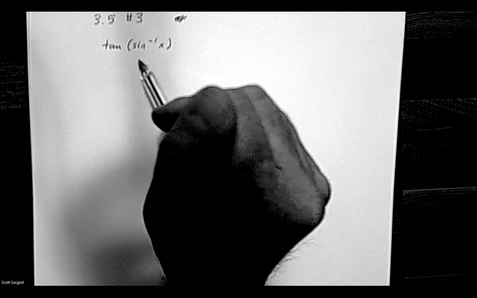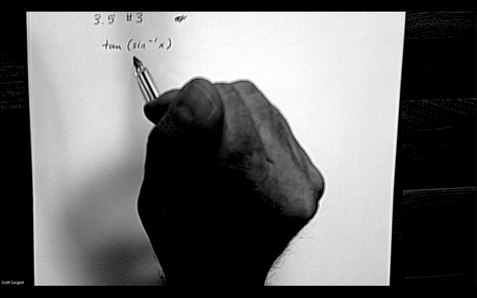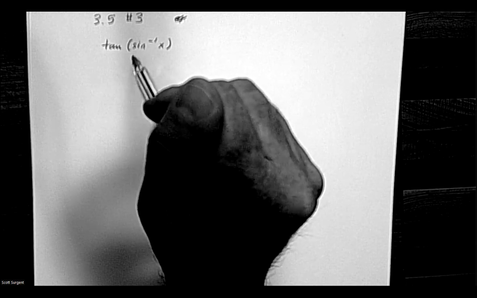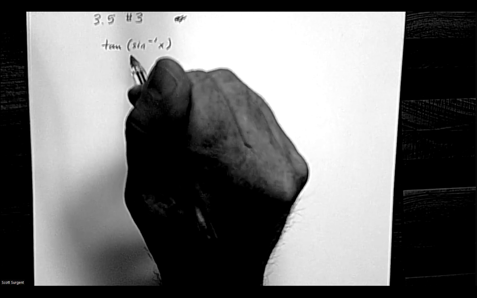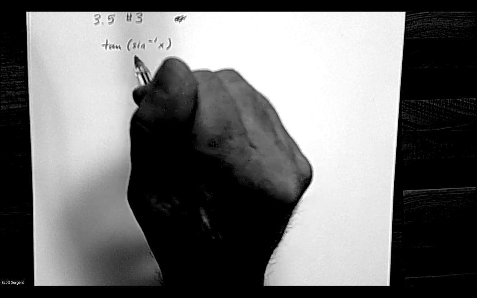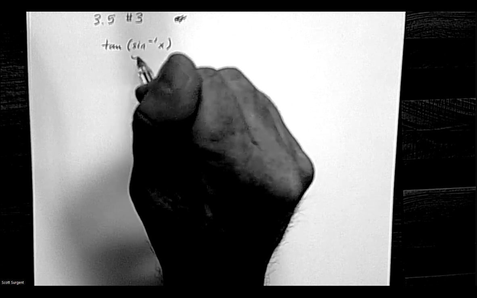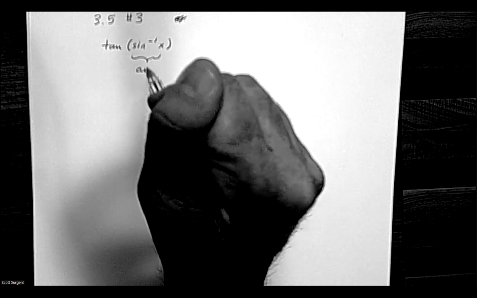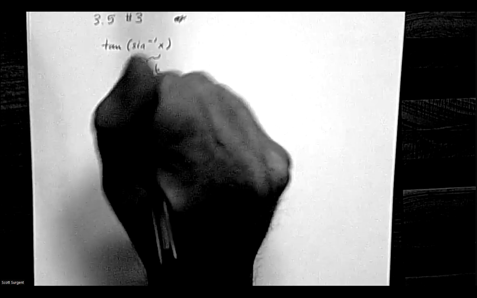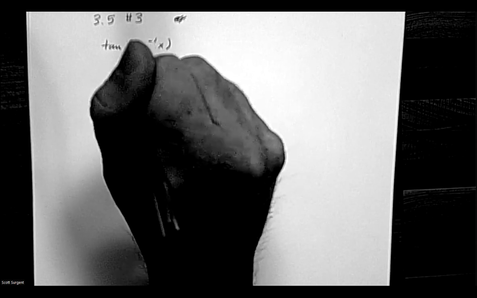So 3.5, number 3, it's the tangent of the sine inverse of x. Okay, so this is kind of a question I think a lot of people trip up on, because this arc sine business gets a little weird. And there was a couple questions on Ed Discussions where I could tell people were struggling with it. This is actually an angle.